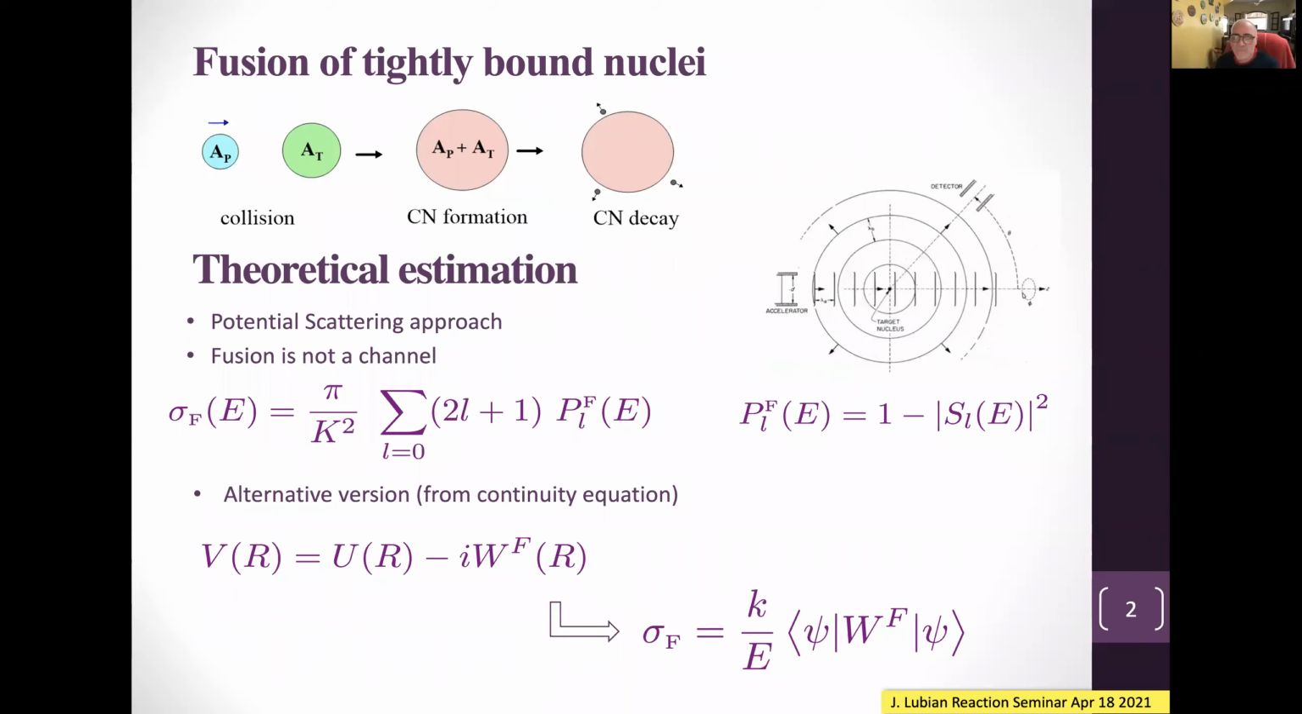If we have a short range imaginary potential, we can determine the transmission coefficients, and then we can get the fusion cross section in partial wave decomposition by this formula. An alternative version is to use a continuity equation, and through this imaginary potential, we get the fusion cross section as the expectation value of the elastic wave function through this imaginary potential. But life is not so simple like this.